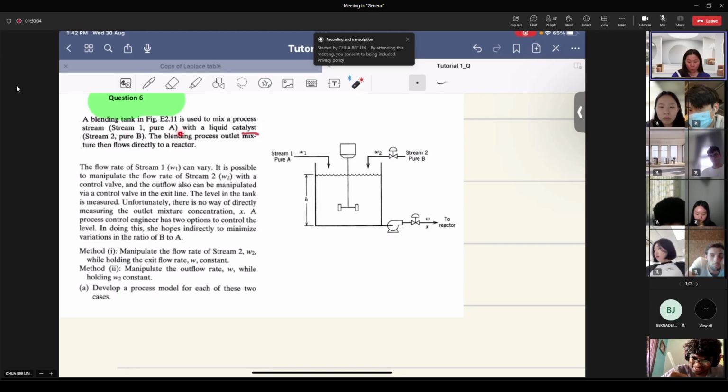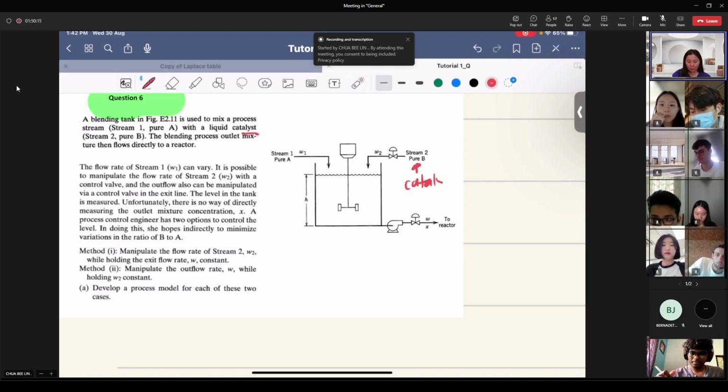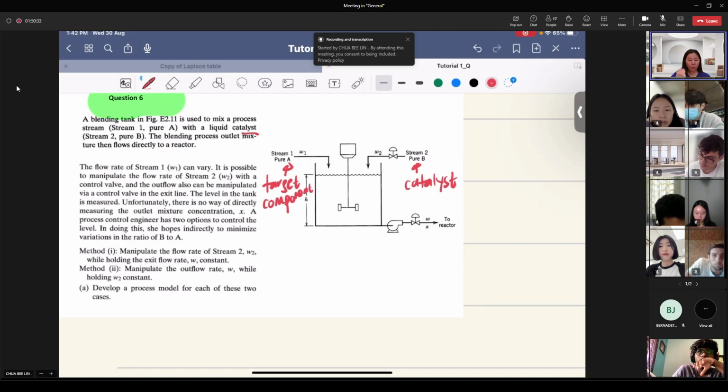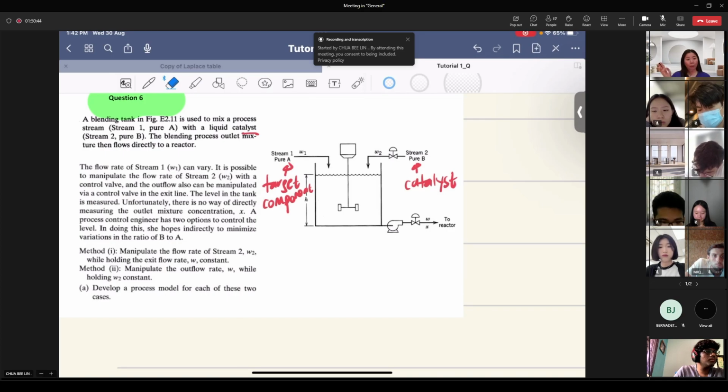Wait, I'll send you the stream later. Stream 1 is pure A. Stream 2 is pure B. But for your B, they already mentioned this is a catalyst. A is your target compound. I am sure for any reaction, they don't want the catalyst as your target compound, right? You only use the catalyst so that you can get more A. So A is your target component. So the composition in the mass balance or composition balance is referring to the target compound, which is A, not the catalyst.